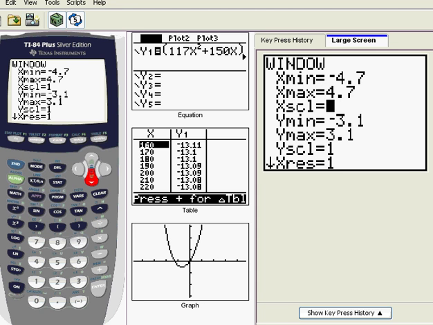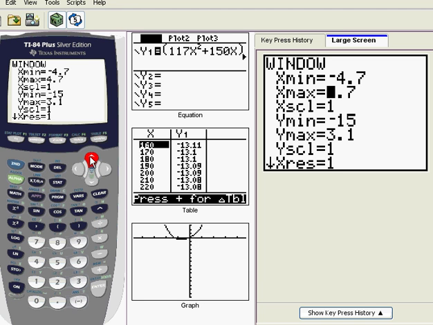Let's change the window a little bit. Now, obviously, we know from our limit that our limit as x goes to infinity was y equals negative 13. So I'm going to go for a y min of something like negative 15. And since I'm interested in what happens when x gets really big, I'm going to take x max, instead of making it 4.7, I'm going to try making it a bigger number, like maybe 100. And let's see what happens.